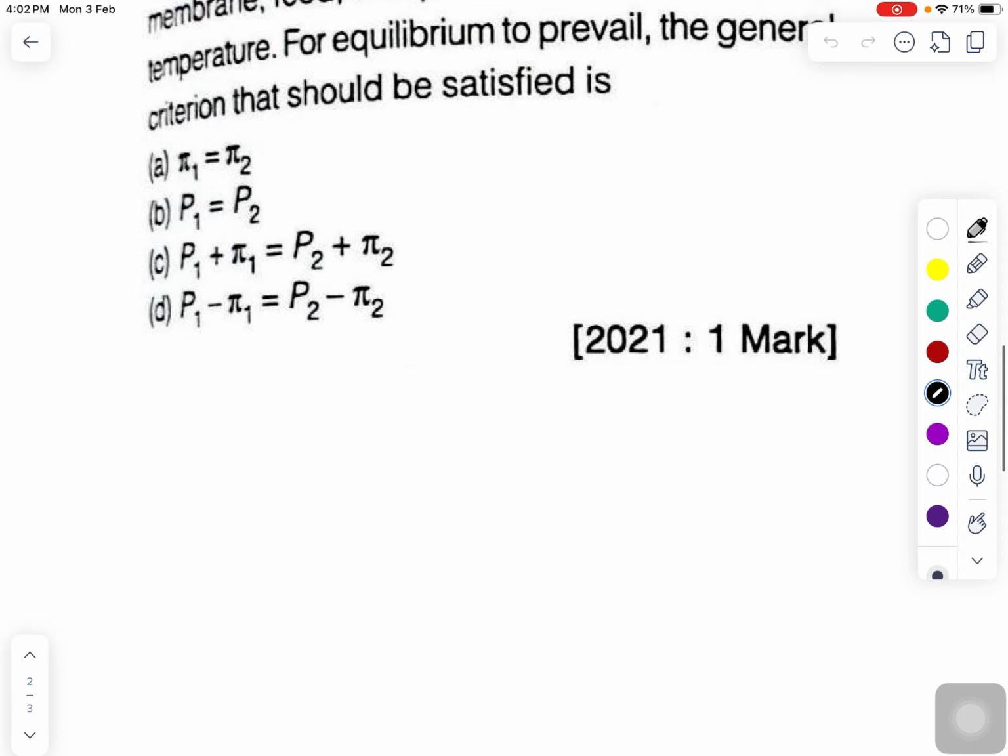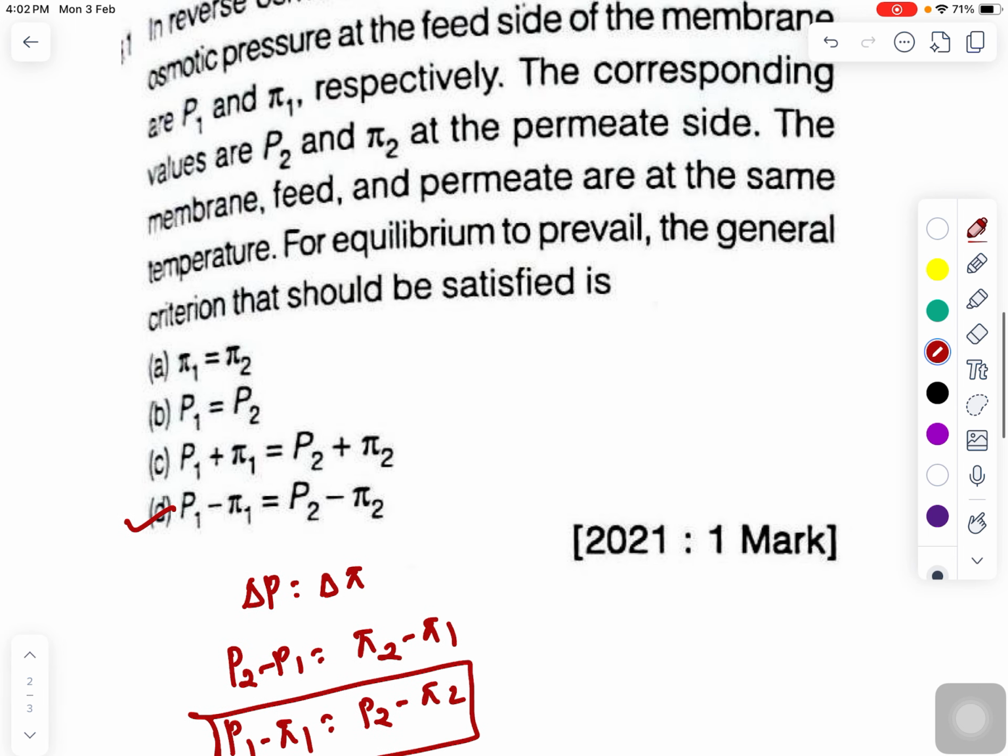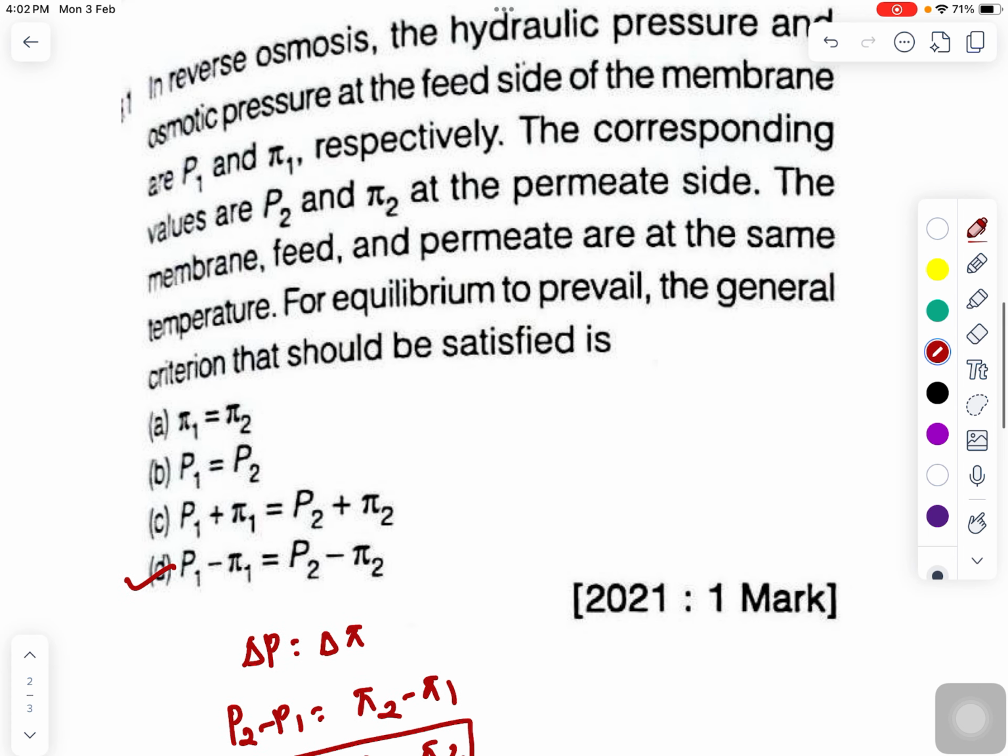So when we talk about the equilibrium condition, what will happen? Delta P should be equal to delta Pi. So either P2 minus P1 is equal to Pi2 minus Pi1, or you can say that P1 minus Pi1 should be equal to P2 minus Pi2. So based on this, you can see your option D will be your correct answer. This is very simple, and this was from reverse osmosis.